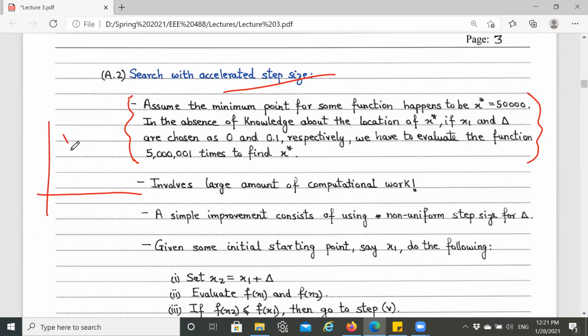Yes, thank you. So suppose this point that you want to find is at some x star equal to 50,000. And as I told you, you should start with some initial point. Suppose I choose my initial point x to be 0, and the delta size of my step is 0.1. So every time I can only go 0.1, 0.1, 0.1 till I get to this minimum point. That means I have to do this many functional value evaluations to get to that point. So you see that this has a lot of work to do, right? So this is not good.